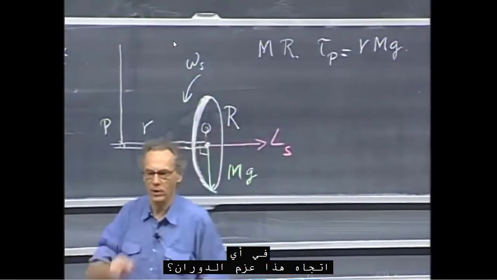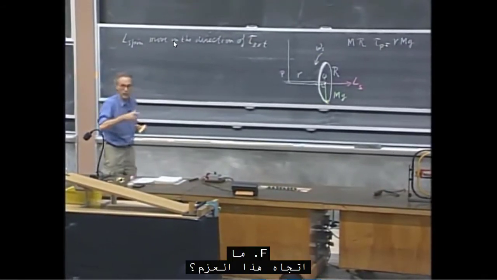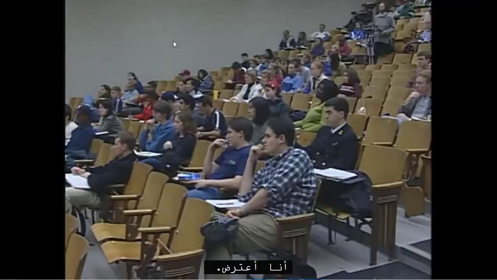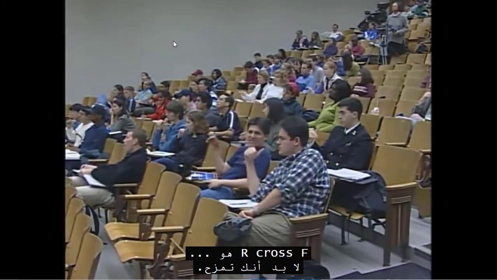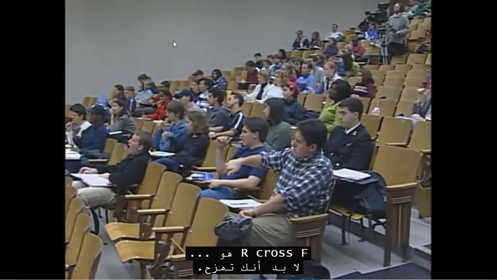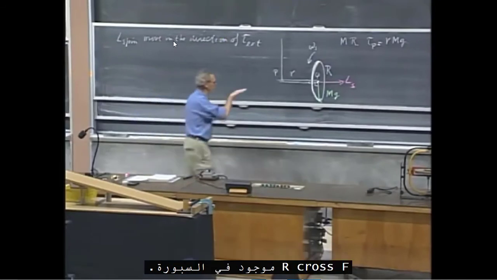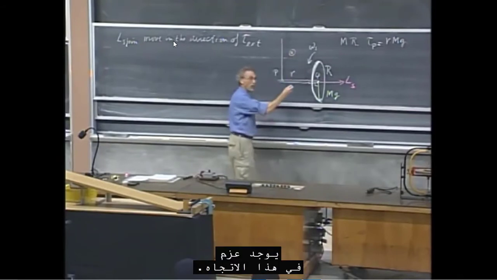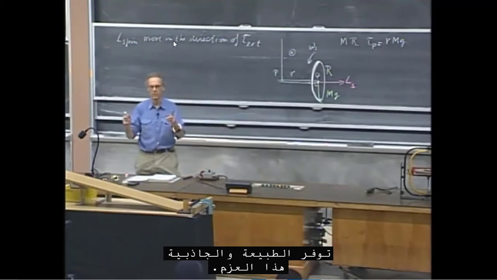In what direction is that torque? R cross F. In what direction is that torque? Use your hands, thumbs, whatever you want. You think in this direction? I disagree. I disagree. R cross F is, you must be kidding, in the blackboard. It's not out of the blackboard, it's in the blackboard. R cross F is in the blackboard. There is a torque in this direction. Nature, gravity, provides that torque.